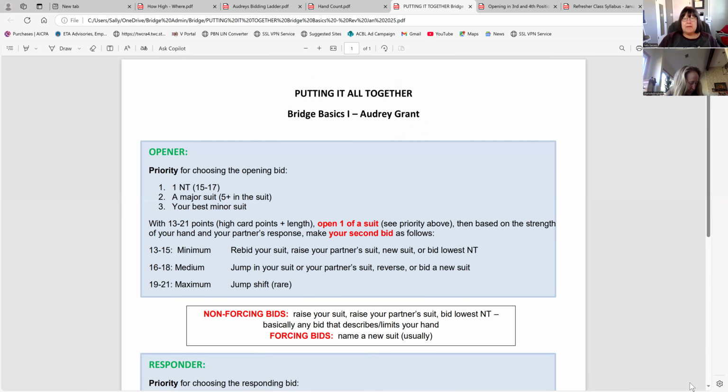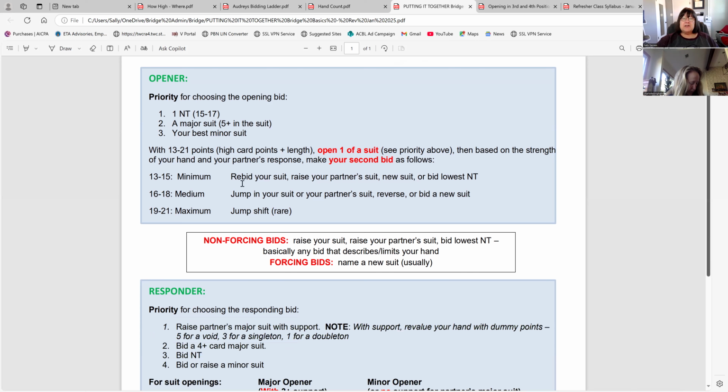So then let's talk about the actual bidding and what we need to do the actual bidding and how everything fits together. This handout called Putting It All Together has 2 boxes. Top box is for the opener. The bottom blue box is for the responder. So we look at these things separately.